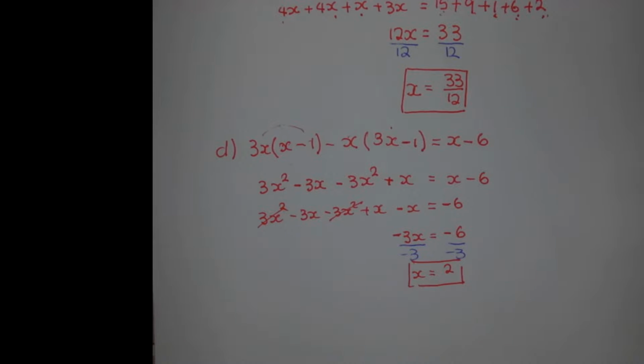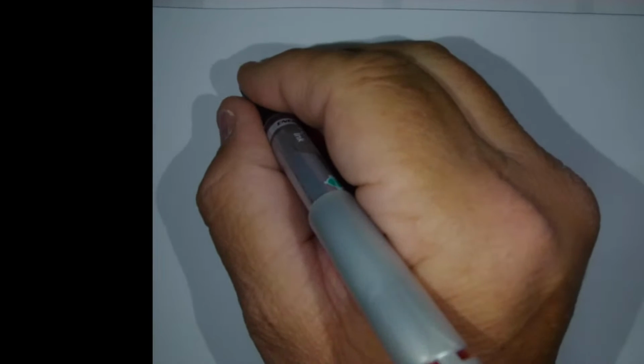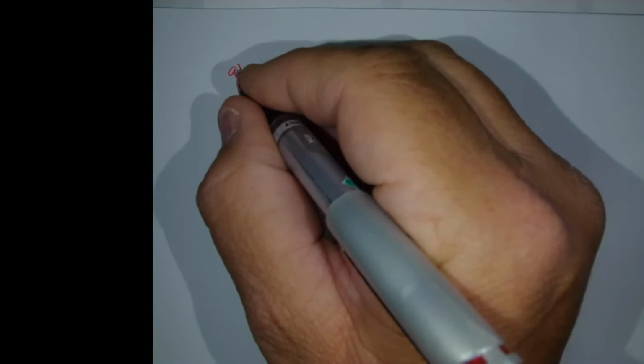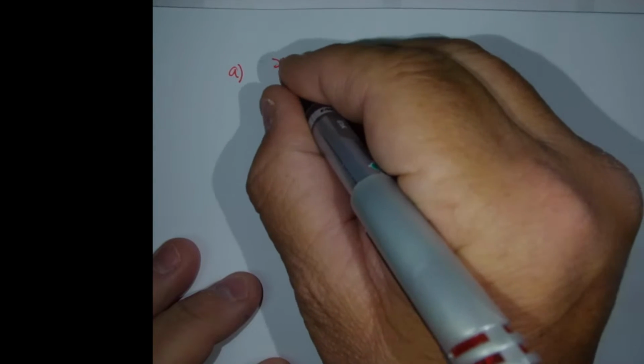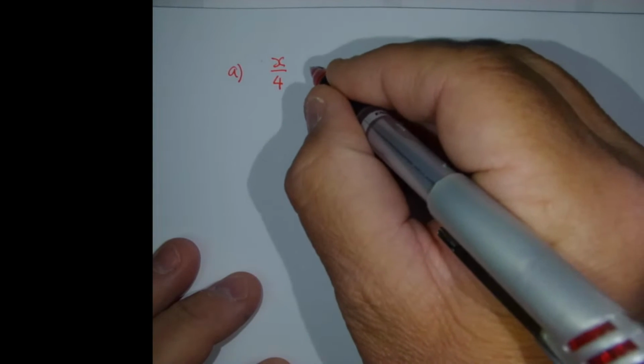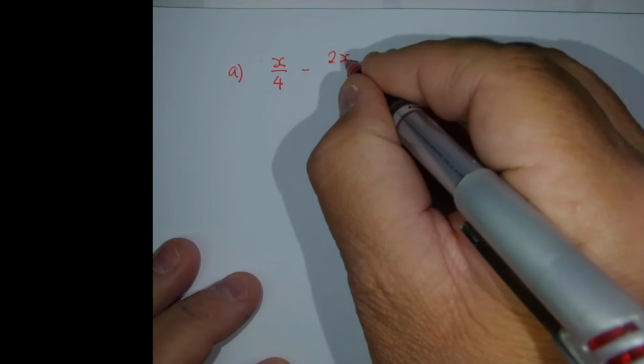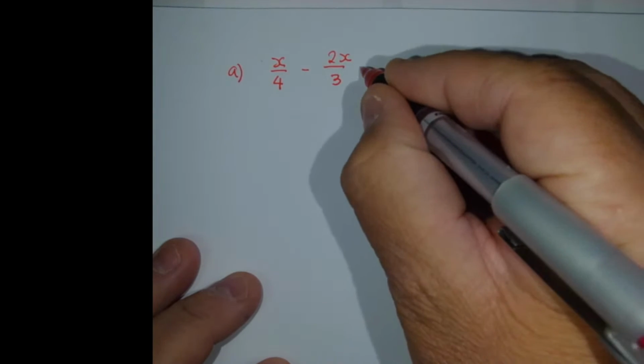Now, equations sometimes may have fractions, and in that case the solution is not very different. It's just the way we go about solving the equation that changes a little bit. So when an equation has fractions, I'm going to give you two examples of equations with fractions. Let's say the one equation looks like this. Let's say example A, and that would be something like x over 4 minus 2x over 3 is equal to 5.